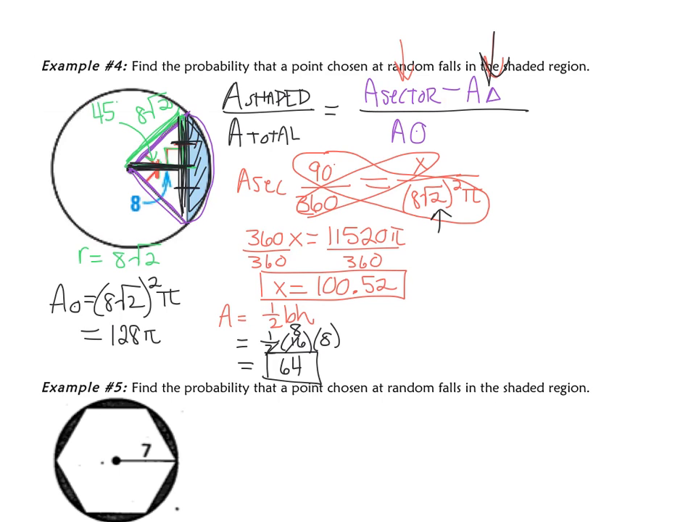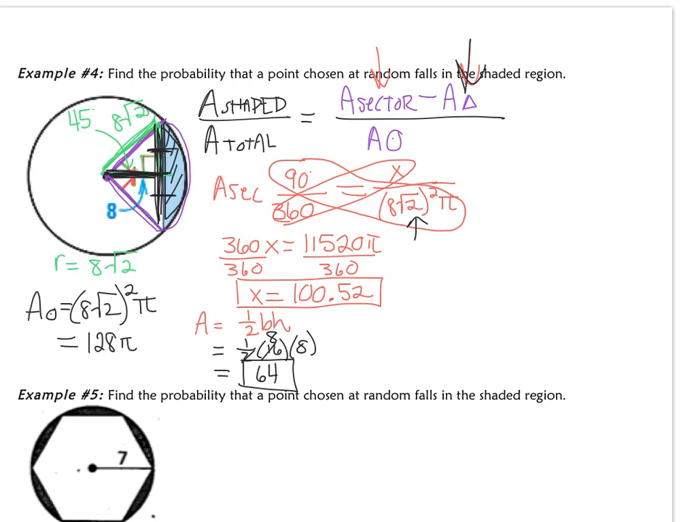Again, make sure you square or put parentheses around the 8 and the square root of 2 when you put that in your calculator, or you could just think it's 8 squared and then times the square root of 2 squared, so it's 64 times 2, giving me 128 pi. Now I've found all pieces to find this fraction to figure out the probability of falling in the shaded region.